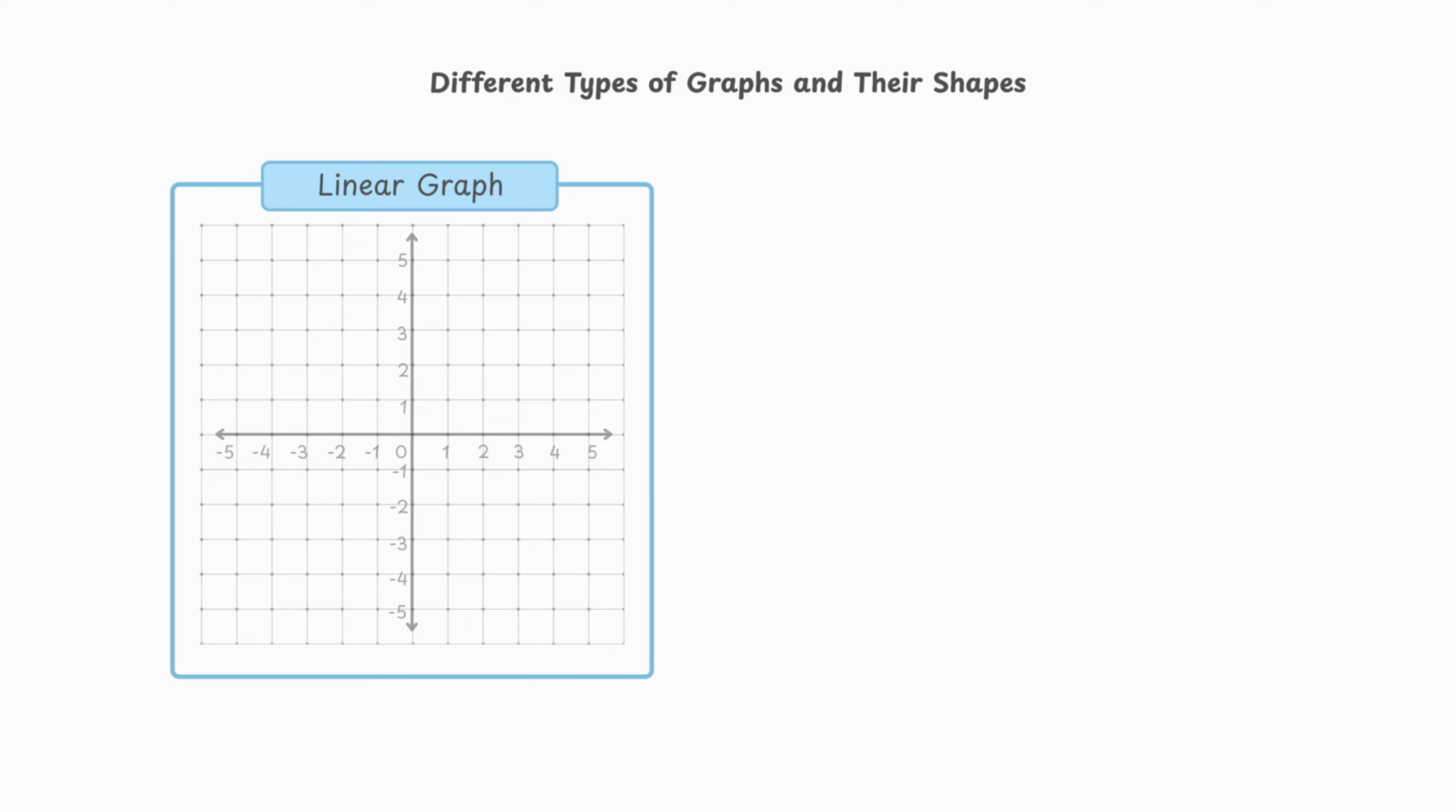Now, let's look at two different types of graphs and focus on their shapes. On the left, we have a linear graph. This is a straight line. It has a constant gradient, which means the graph increases at a steady rate. As x increases, y also increases in a consistent way. The equation shown is y equals x plus 1. This tells us that the graph crosses the y-axis at 1 and rises 1 unit up for every 1 unit across. So whenever you see a straight line like this, you can immediately recognize it as a linear graph.